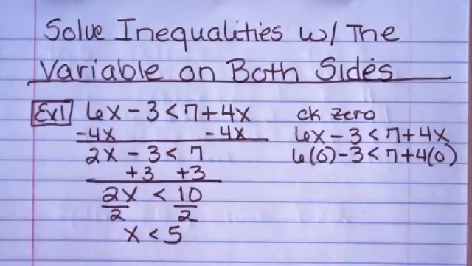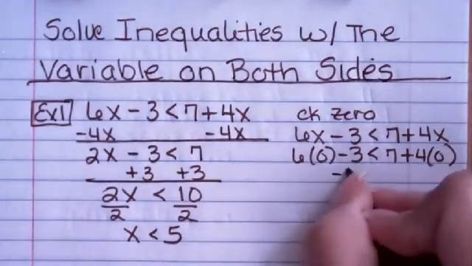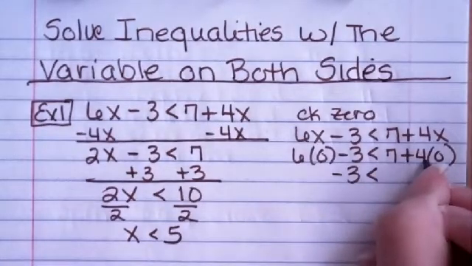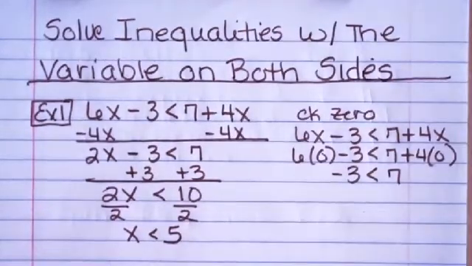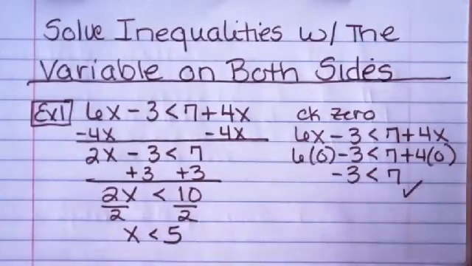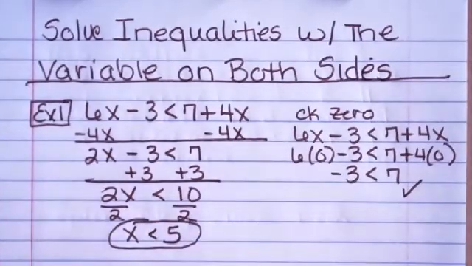Okay? I love multiplying by 0 because the answer is 0. So on this side, 6 times 0 is 0, minus 3 is negative 3. All right, 4 times 0 is 0, so 7 plus 0 is 7. Now, I'm going to look at that inequality and ask myself, is it true or not? Well, yeah, negative 3 is less than positive 7, so that checks out. So I've got a good answer right here. Okay, pause the video, make sure you've got everything copied down, and then we'll go to example 2.